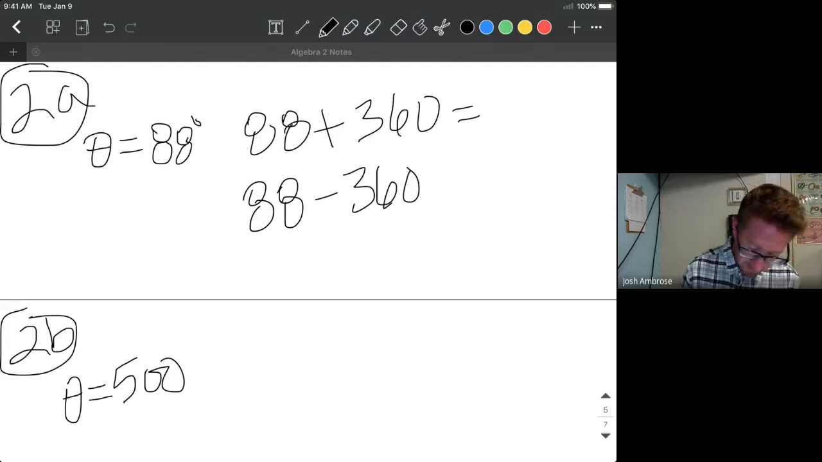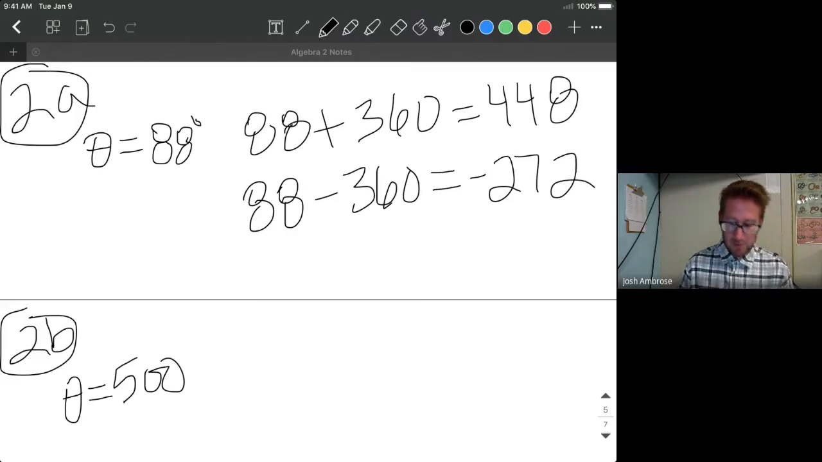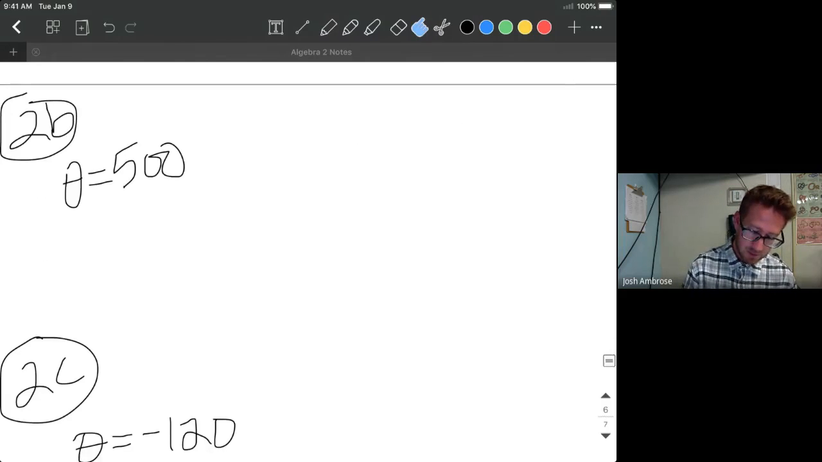Looks like we're getting 448 and negative 272. Okay, so those are the coterminal angles, just two of the infinite number of coterminal angles that you could get for 88 degrees. All right, let's do 2B here.